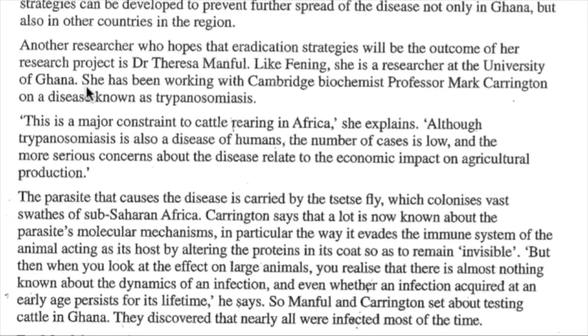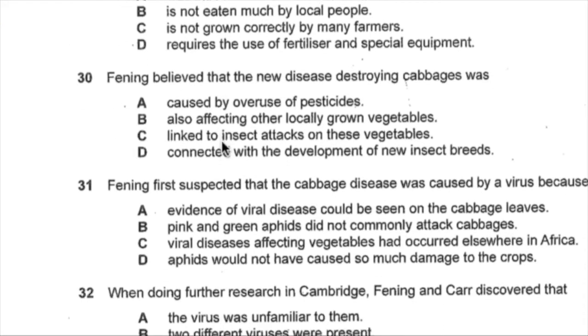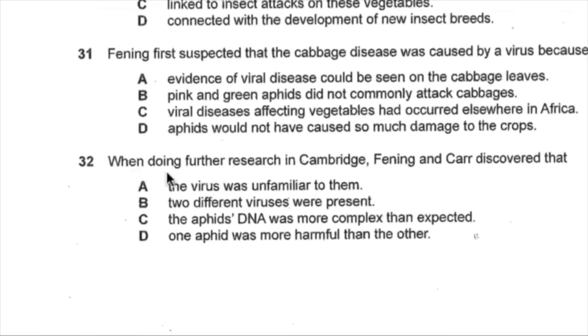Another researcher, no. What's more can be further research. The virus was not what they expected and the work is now ongoing to identify the culprit. Okay, I think I've read it somewhere. Yes. So when doing further research, or what's more, the virus was unfamiliar to them. So the correct option is A.